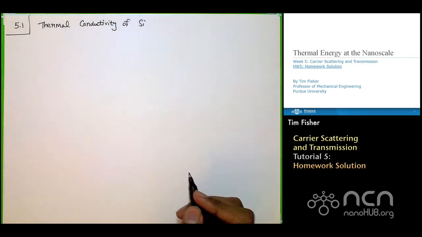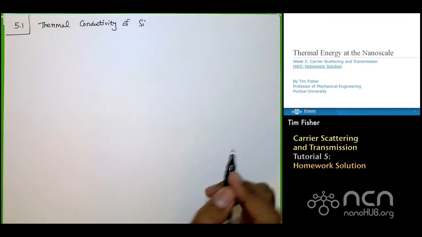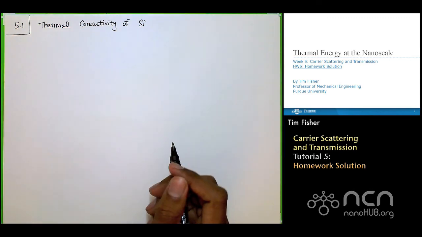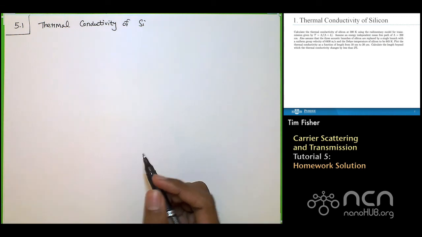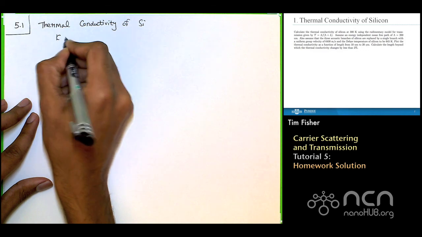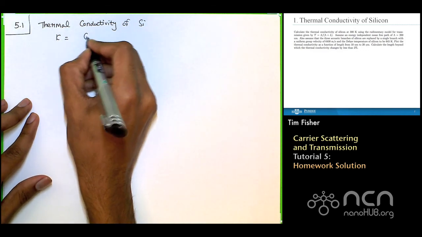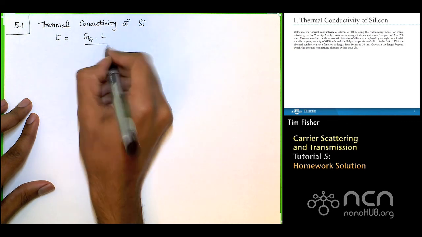This is problem number 1 of week 5. The problem here is to calculate the thermal conductivity of silicon as a function of its length and see how the thermal conductivity varies. So firstly, let me write down the expression for thermal conductivity. So thermal conductivity is just given by a product of the spectral conductance GQ and the length L divided by the area.